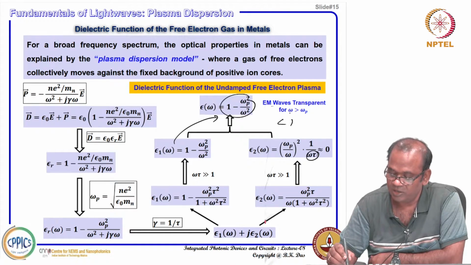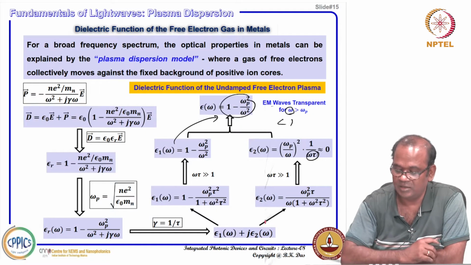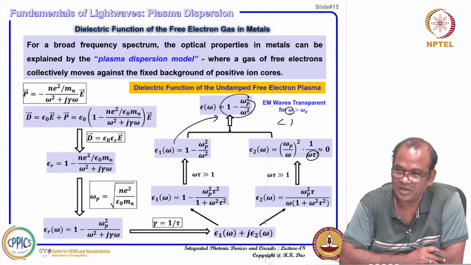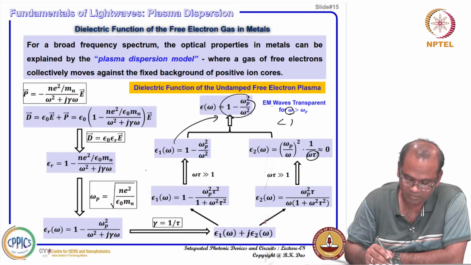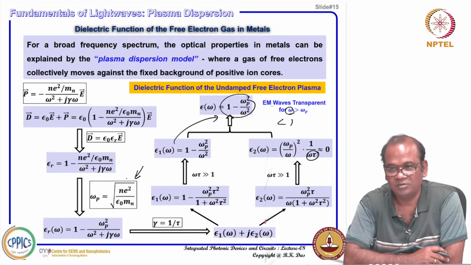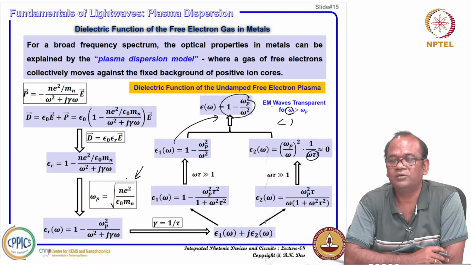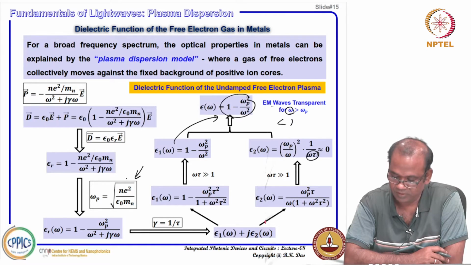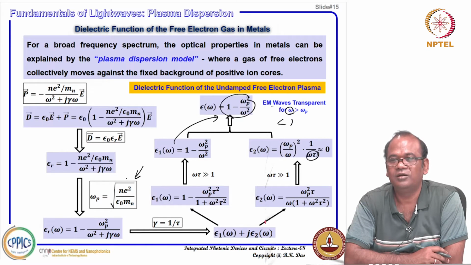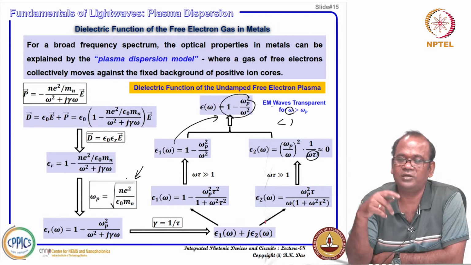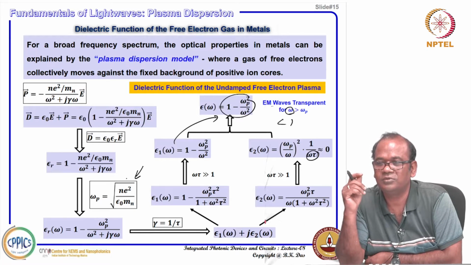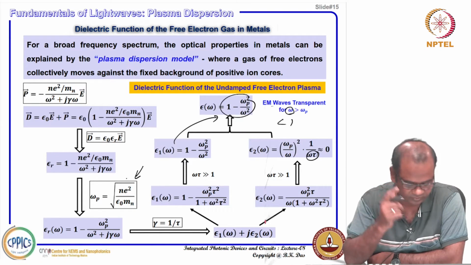That means you need to have omega at least greater than omega p. Omega p can be calculated like this. Okay. So, you can get your plasma frequency, and for a certain frequency greater than the plasma frequency, your electromagnetic wave can propagate without any loss. It is transparent, that is interesting.